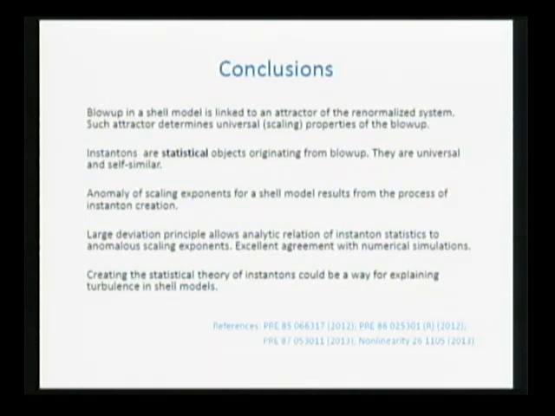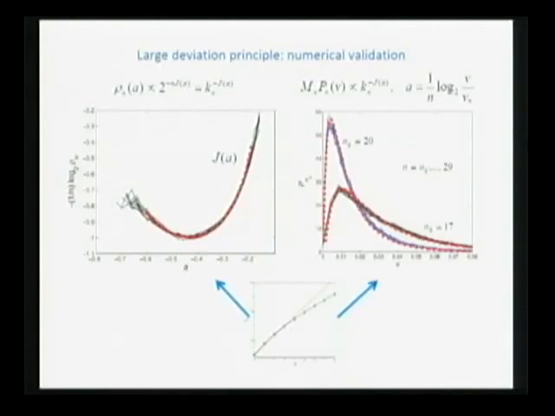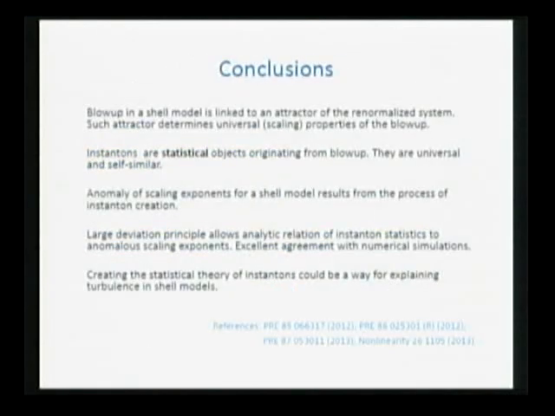And this agrees perfectly with the numerical simulation. You can see it right here. Well, all these ideas are, of course, to give some hints of where we go in creating a theory of turbulence in the shell model. So the idea is probably to create some statistical theory of instantons, which probably can explain turbulence in the shell models. But of course, this is not at all a simple question. But at least numerically we have evidence that this is a possible way.